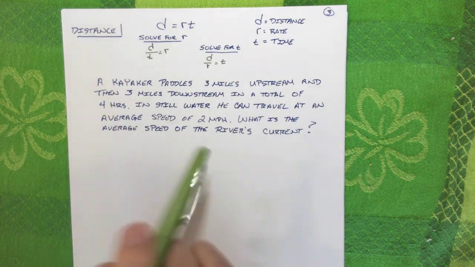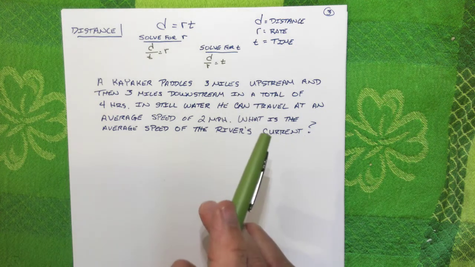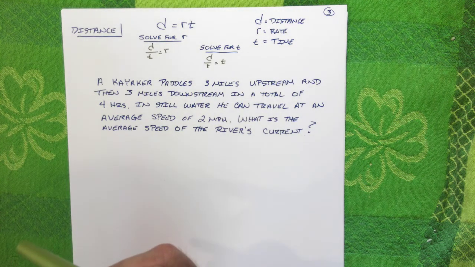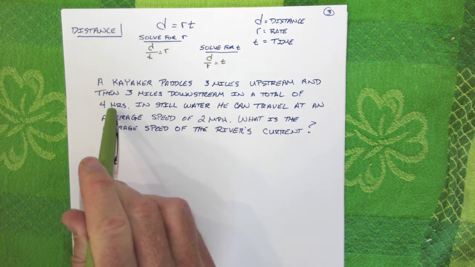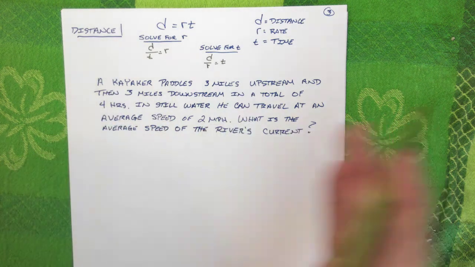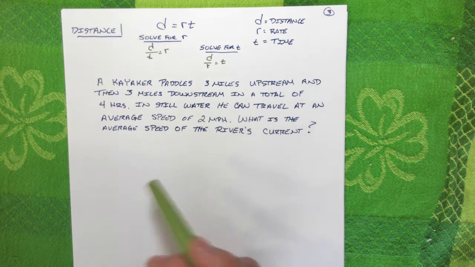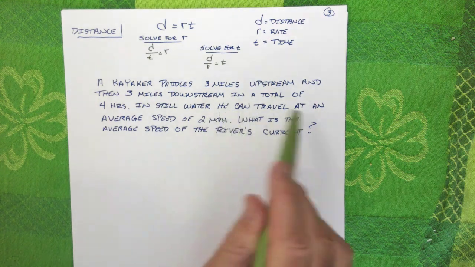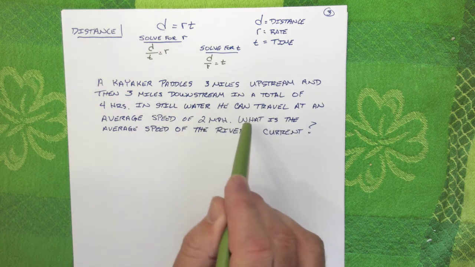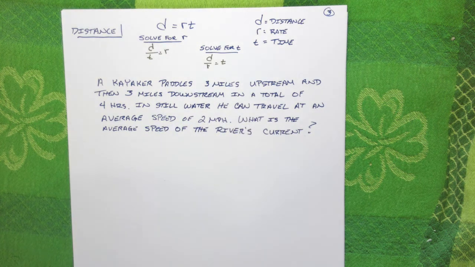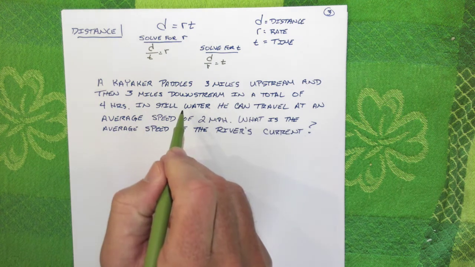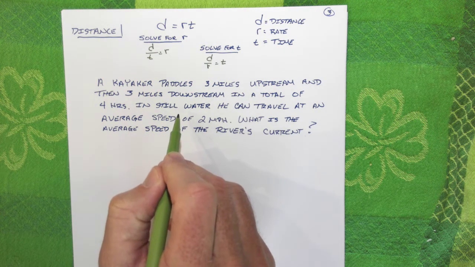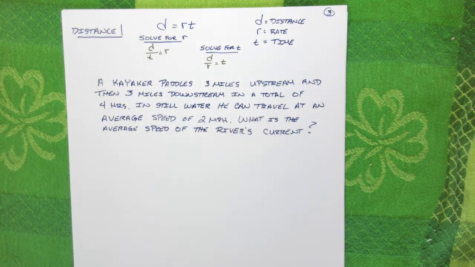So if you're going upstream against the current and then downstream in 4 hours, does that mean I'm only getting halfway? Now, going upstream, it's going to take you longer to get to wherever this point is. And then downstream, you're not going to have to work as hard. You'll get there in less time in theory. It says he can travel at an average speed of 2 miles per hour, and that should read, oh, there it is, in still water. So if there was no current, this kayaker can go 2 miles an hour when they paddle.